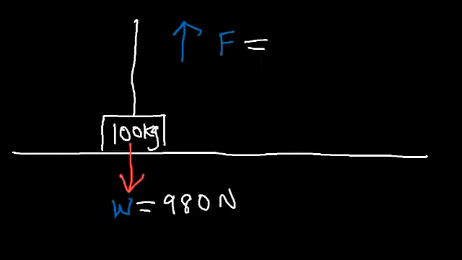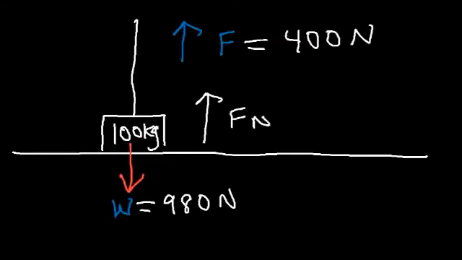But let's say you apply an upward force that is less than the weight of the object. So let's apply an upward force of 400 newtons. So now what is the normal force that the surface exerts on the block at this point? If you exert an upward force of 400, the surface doesn't have to work as hard to support the weight of the block. It only needs to apply an upward force of 580 newtons.